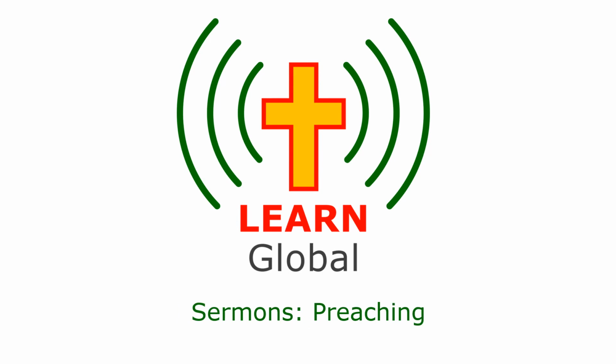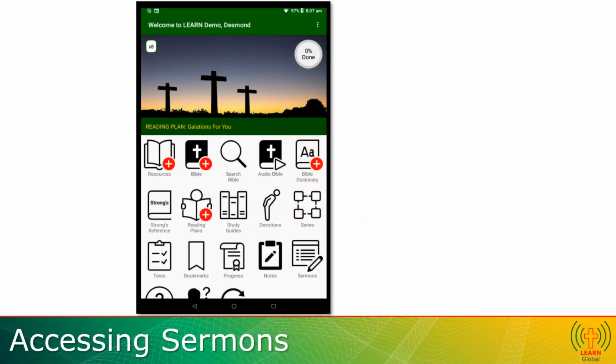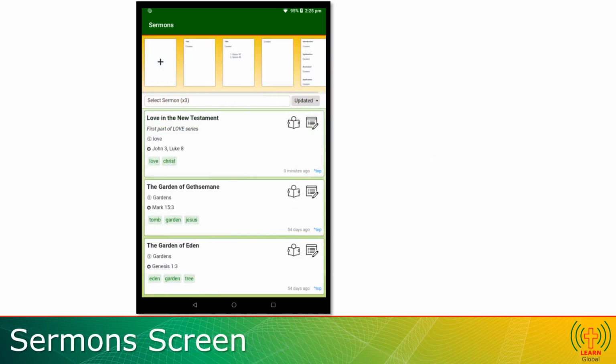This module demonstrates how to open your sermons in preach mode within the app. To open the sermon screen, tap the list icon with the pencil. The app will take a few seconds to load. Please do not touch anything during this time. To enter preach mode, tap on the reading book icon next to a sermon.